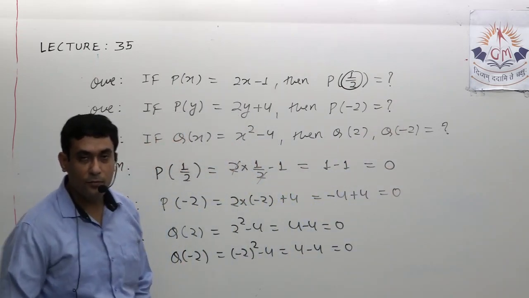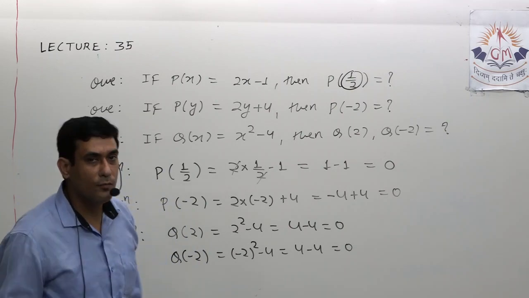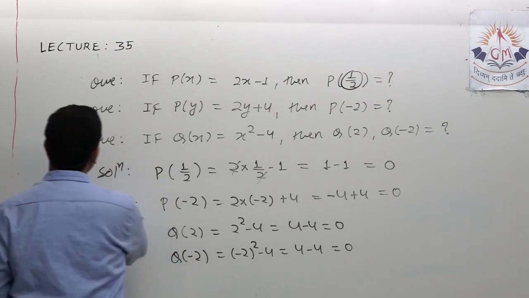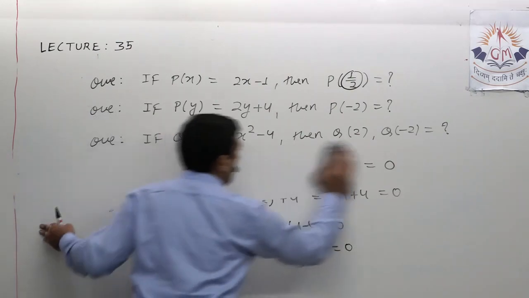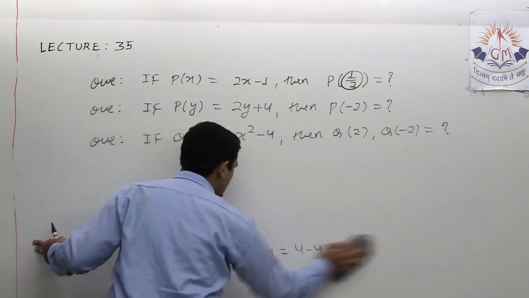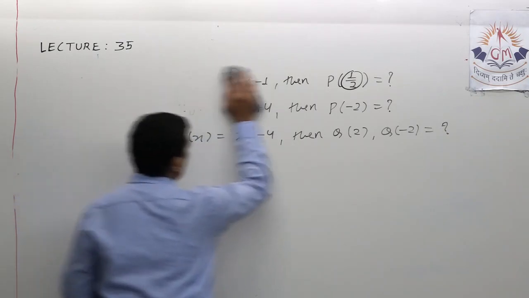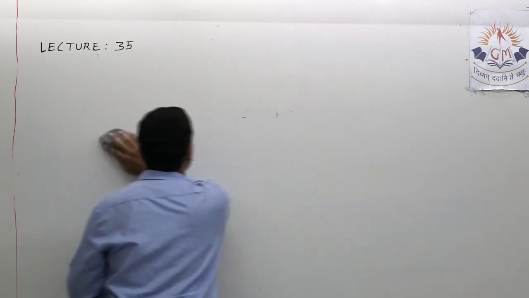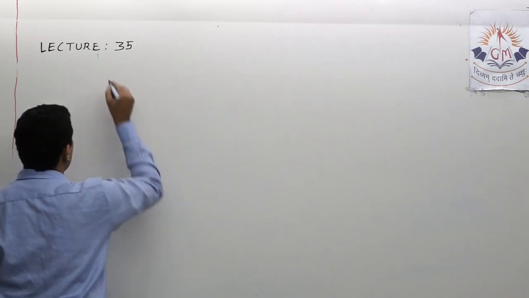Okay, so here we arrive at the next concept, that is 0 of the polynomial. Okay, so first we will see its definition and then we come to the question based on this. 0 of polynomial.